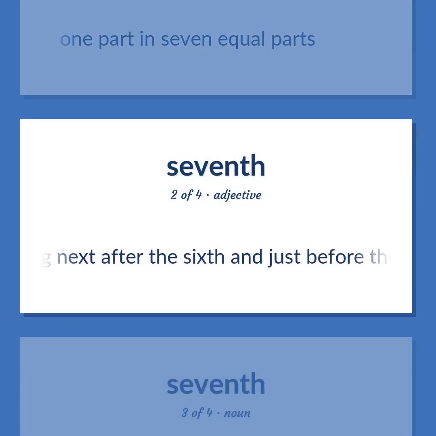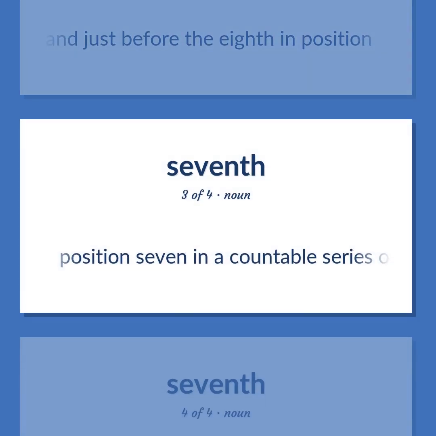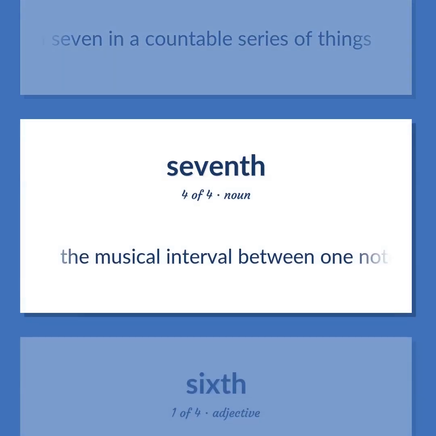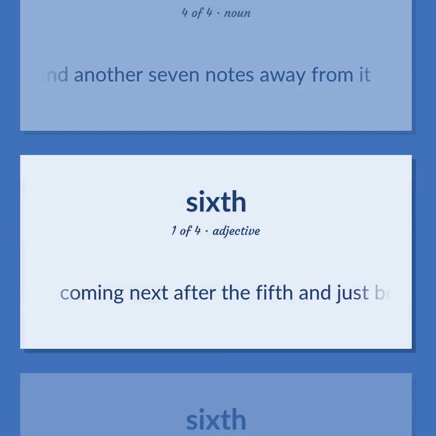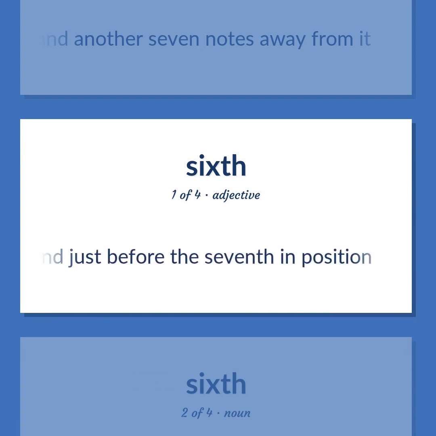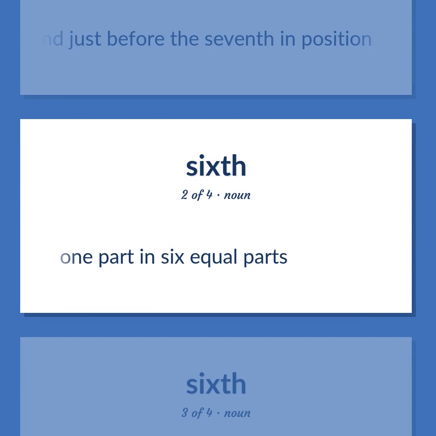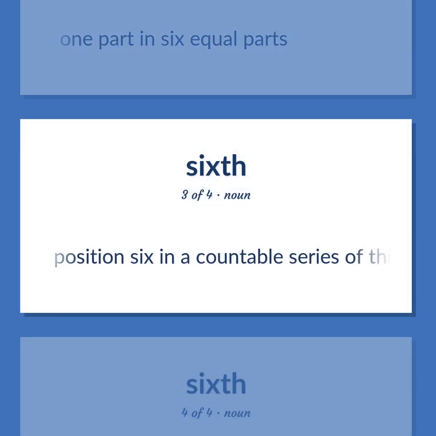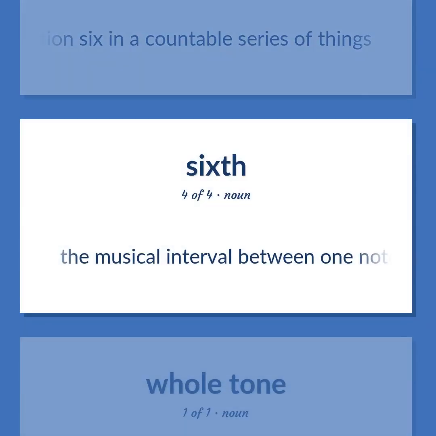Coming next after the sixth and just before the eighth in position. Position 7 in a countable series of things. The musical interval between one note and another 7 notes away from it. Coming next after the fifth and just before the seventh in position. One part in 6 equal parts. Position 6 in a countable series of things. The musical interval between one note and another 6 notes away from it.